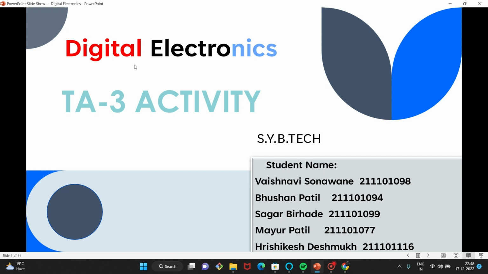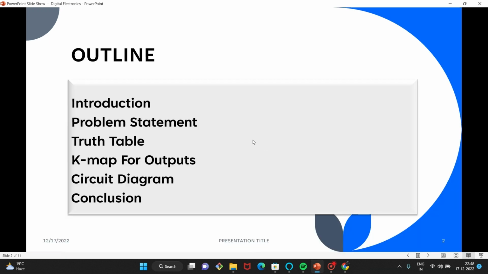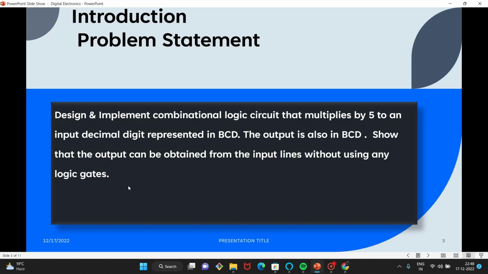Friends, here we are gathered for the Digital Electronics TA3 activity from SY B.Tech, and the outline of today's topic is introduction, problem statement, truth table, K-map for output, circuit diagram and conclusion. So, the introduction to the problem statement is the design and implementation of a combinational logic circuit.